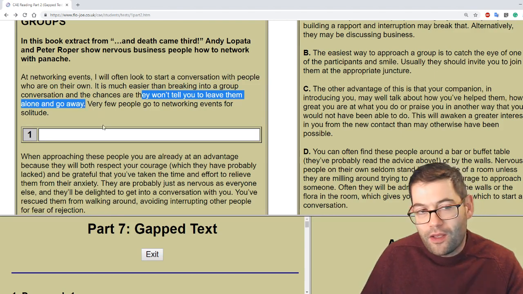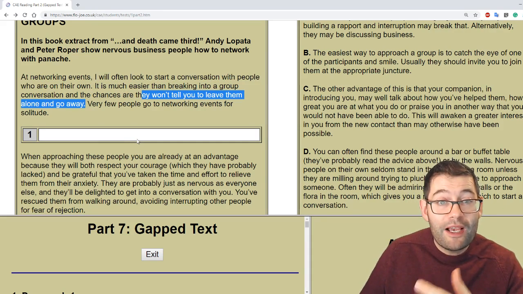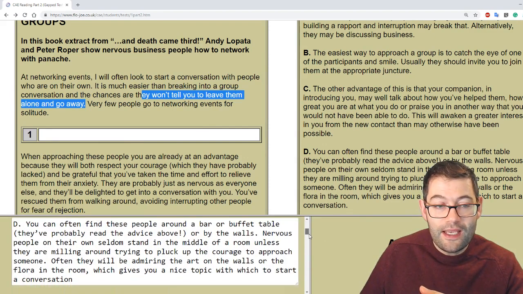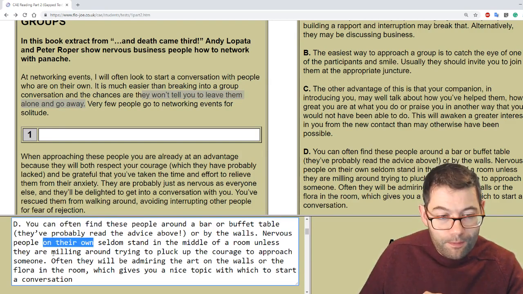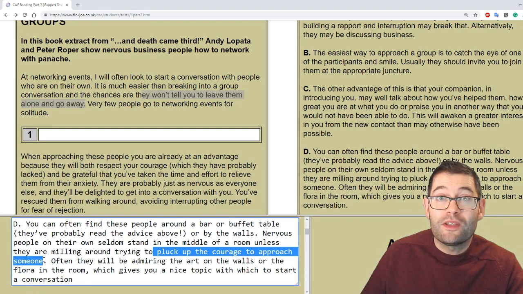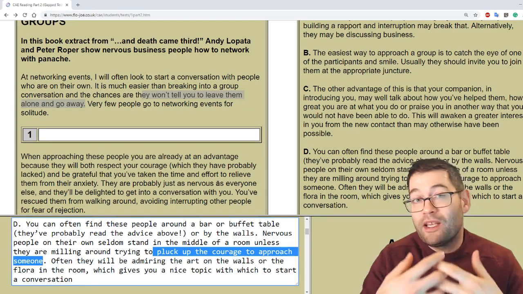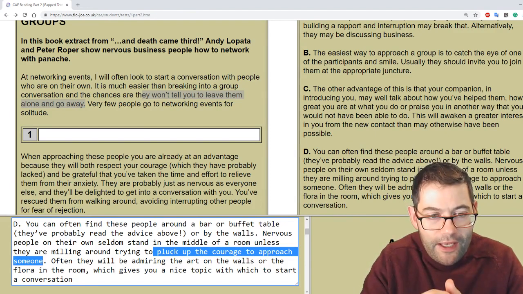So the paragraph that follows would naturally talk about people who are on their own and perhaps how you would start a conversation with these people. And indeed, that's exactly what we can find in D, because it says you can often find these people, referring to people on their own. And indeed, it says here, nervous people on their own, and that these people are indeed trying to find the courage to approach someone themselves. So what we've got here is a clear set of vocabulary links and a contextual link between the opening paragraph and this paragraph.